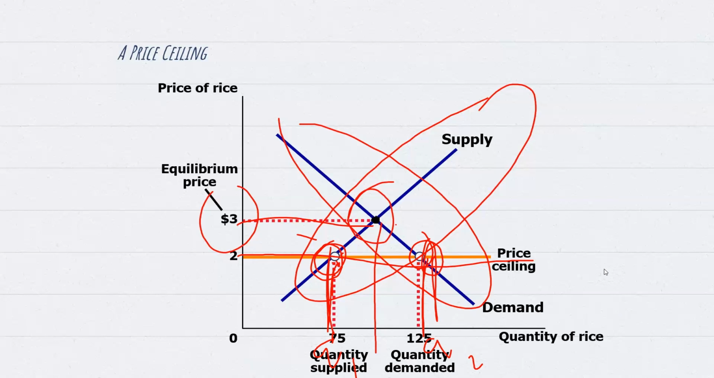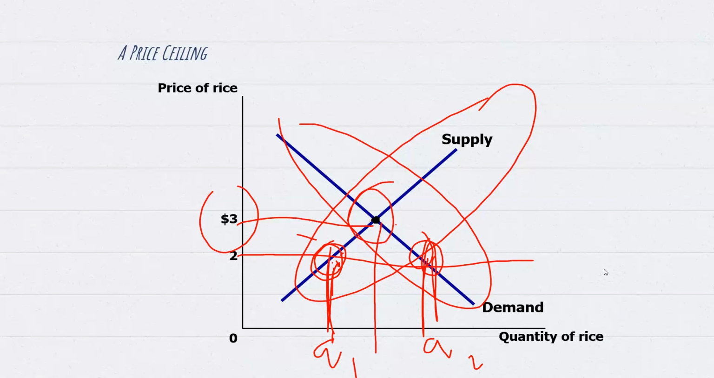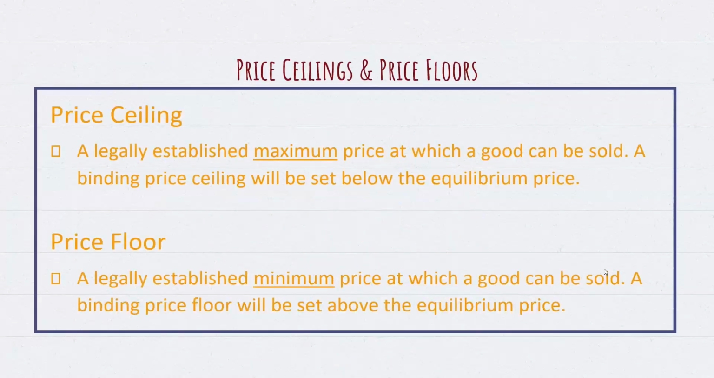So once again, let's go to the definition of the price ceiling. So it's a kind of a maximum price. So a legally established maximum price. Who establishes it? So that is the government. The government gives the maximum price at which the good has to be sold.